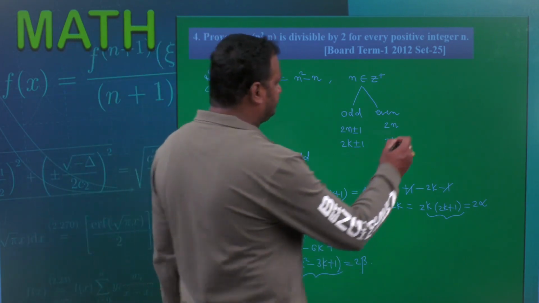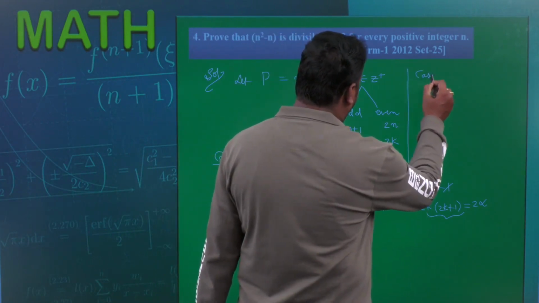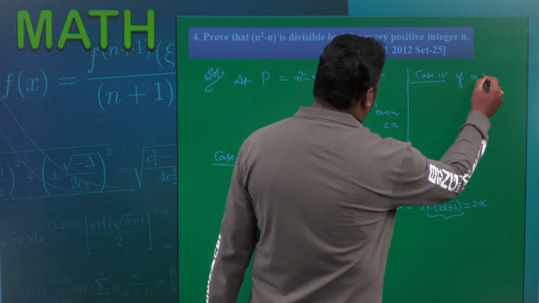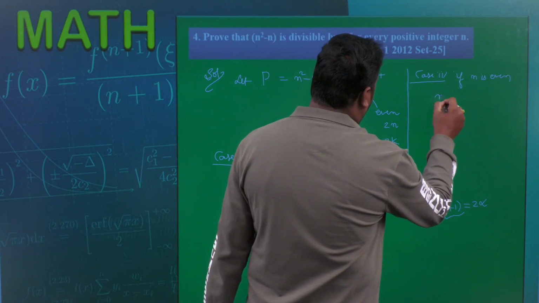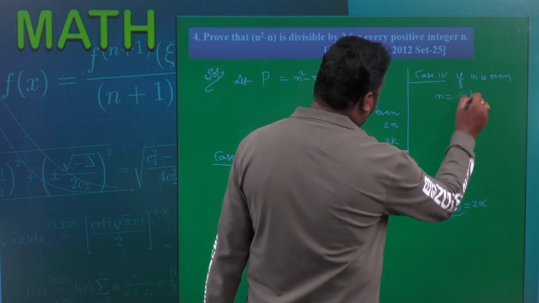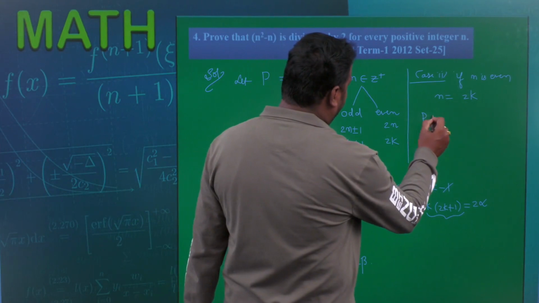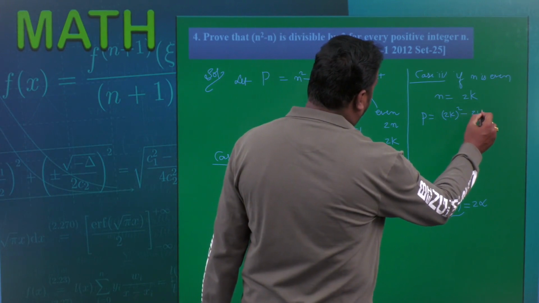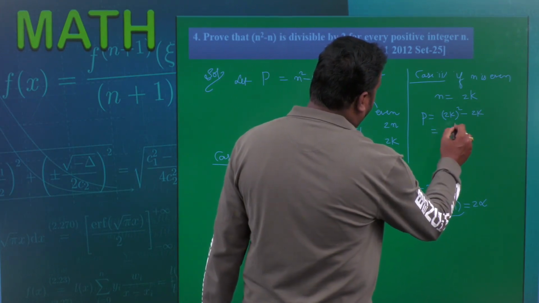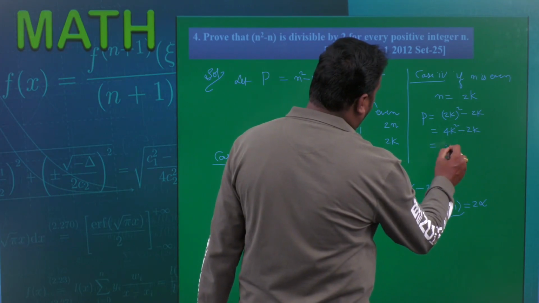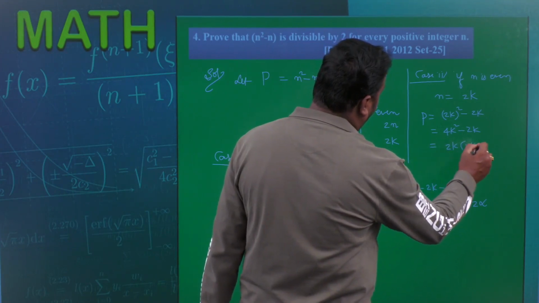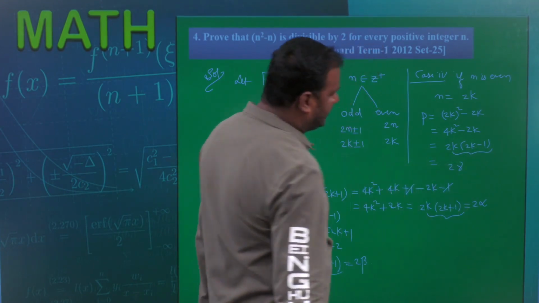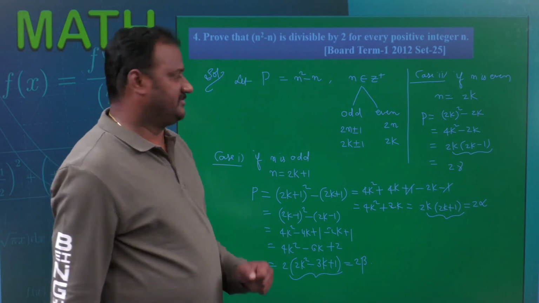When it is an even number, in case 2, if n is even, then I am taking n equal to 2k. Then when I substitute in p, which is n square minus n, it means (2k) whole square minus 2k. (2k) whole square equals 4k square, minus 2k. So totally I can take one 2k common, remaining 2k minus 1. See here, 2 into some other number, let it be gamma, is divisible by 2 because it is 2 into something.